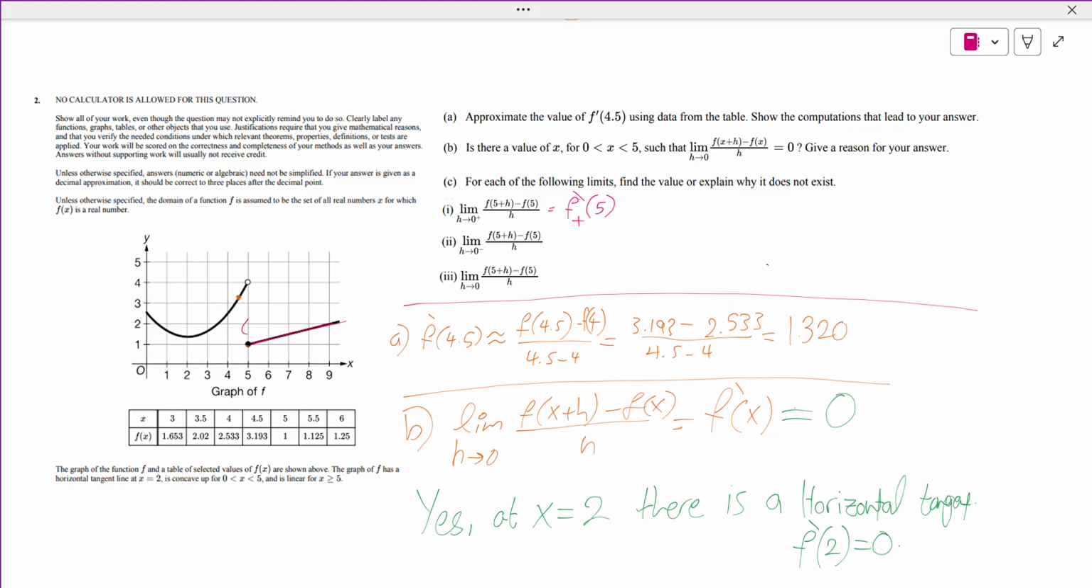This is equal to what? This point is 5 and 1, and this point here is 9 and 2, and we can use the slope formula y2 minus y1 over x2 minus x1. So 2 minus 1 over 9 minus 5, that is 1 over 4. It's going to be 1 over 4.